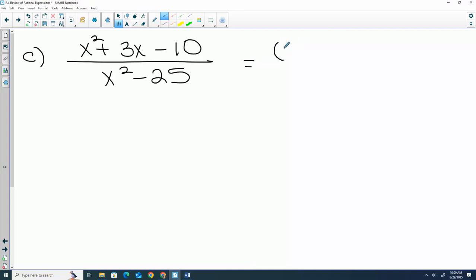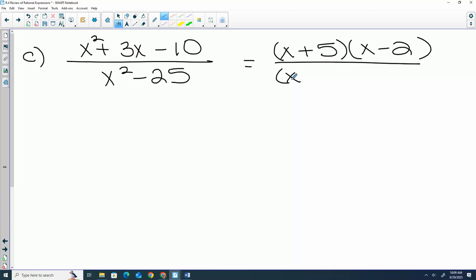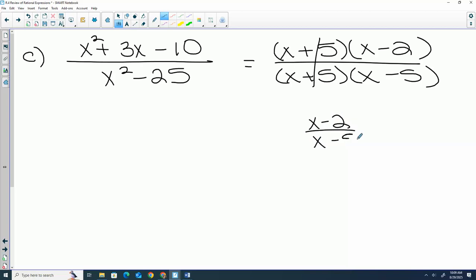On the top, multiply to negative 10 and add to positive 3: plus 5 and minus 2. On the bottom, difference of squares. So my x plus 5s cancel. My lowest form is x minus 2 over x minus 5. Can I cancel out these x's? No, you can only cancel when things are multiplied together.